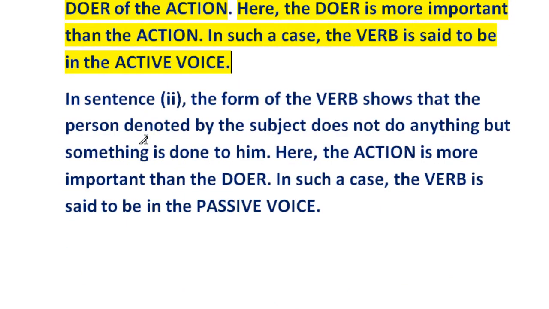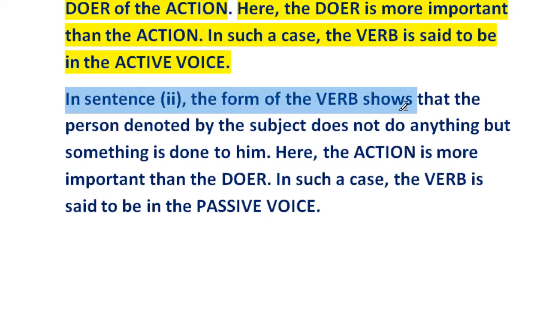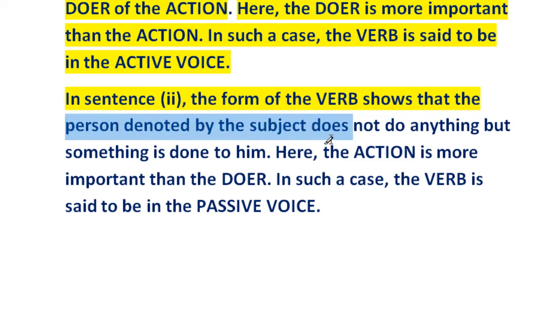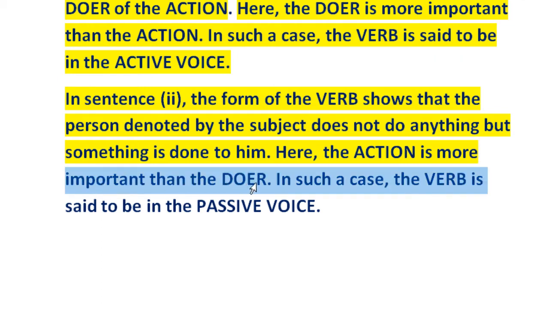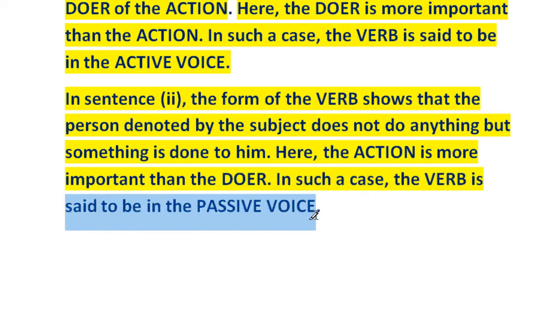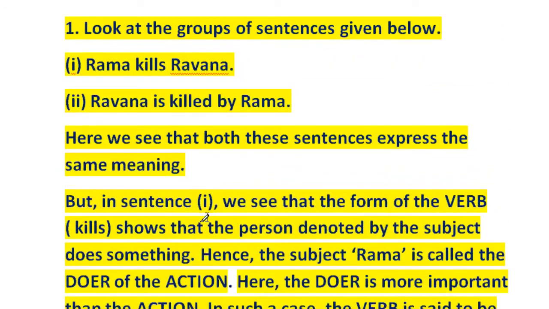Now let us see what is there in sentence second. In sentence second, the form of the verb shows that the person denoted by the subject does not do anything but something is done to him. Here the action is more important than the doer. In such a case, the verb is said to be in the passive voice. Let us see what is in sentence second. Ravana is killed by Rama.